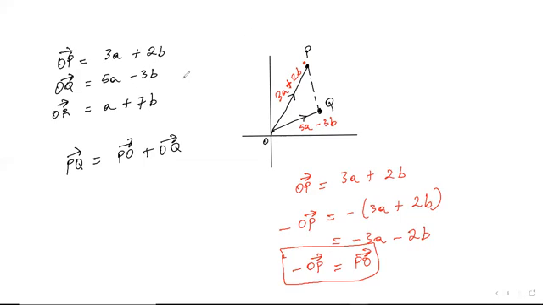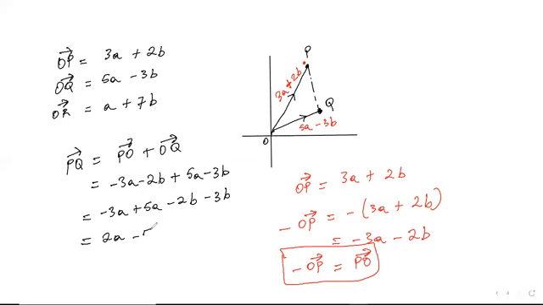Therefore, PQ is going to equal negative 3A minus 2B plus OQ, which is 5A minus 3B. So the next thing you're going to do is group like terms, then simplify. So it's negative 3A plus 5A minus 2B minus 3B. With like terms grouped, now let's simplify. Negative 3A plus 5A gives me positive 2A, negative 2B minus 3B gives me negative 5B. And that's how you get PQ.